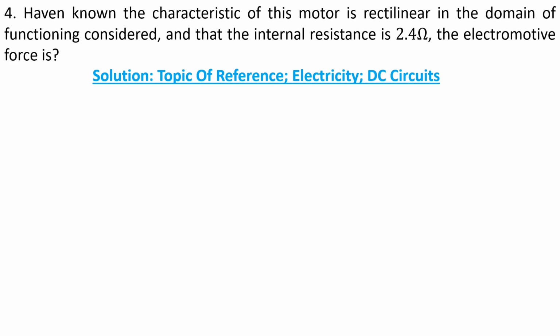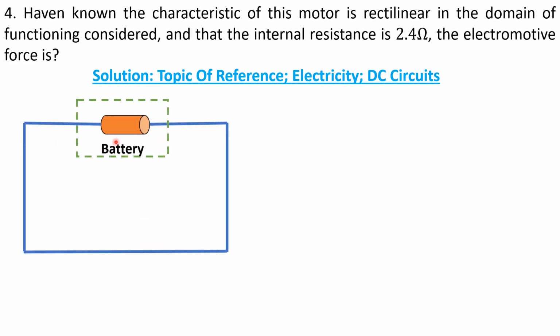Let us have a brief revision on what the electromotive force is and how it is calculated, because we are going to need the formula to solve this question appropriately. If you have a circuit where a battery is represented in this green box, note that when no current is being drawn from the battery, the potential difference across its ends is known as the electromotive force, the maximum potential difference when no current is drawn from the battery.